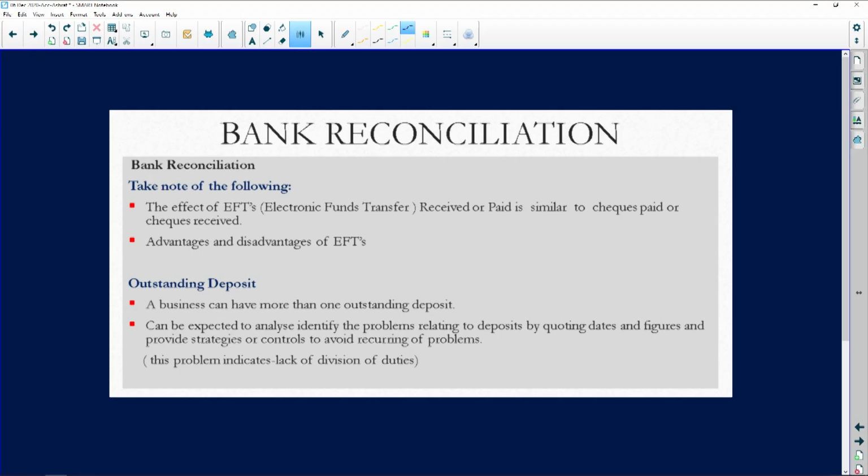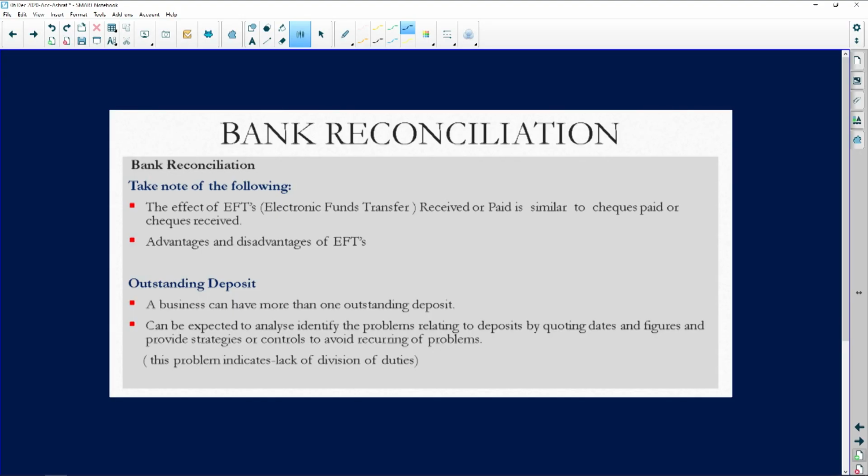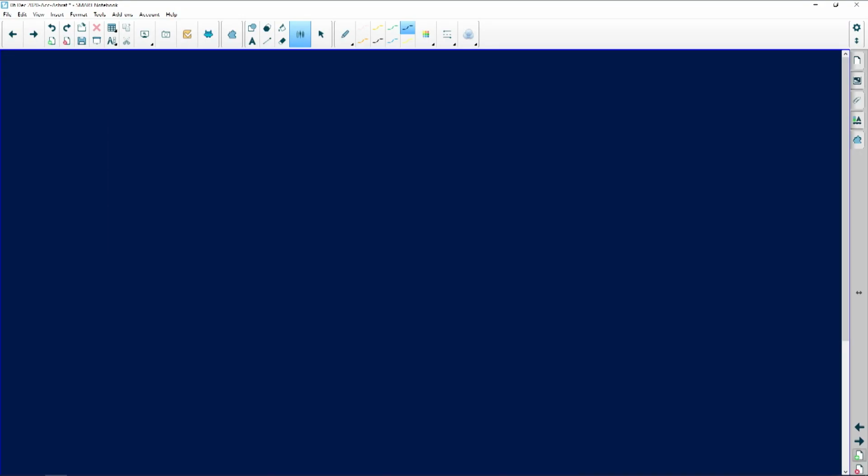Bank reconciliation statements. What are we doing? We are reconciling our bank account with the statement that we are receiving from the bank. Now, the easiest way to understand this is to take note of the following.